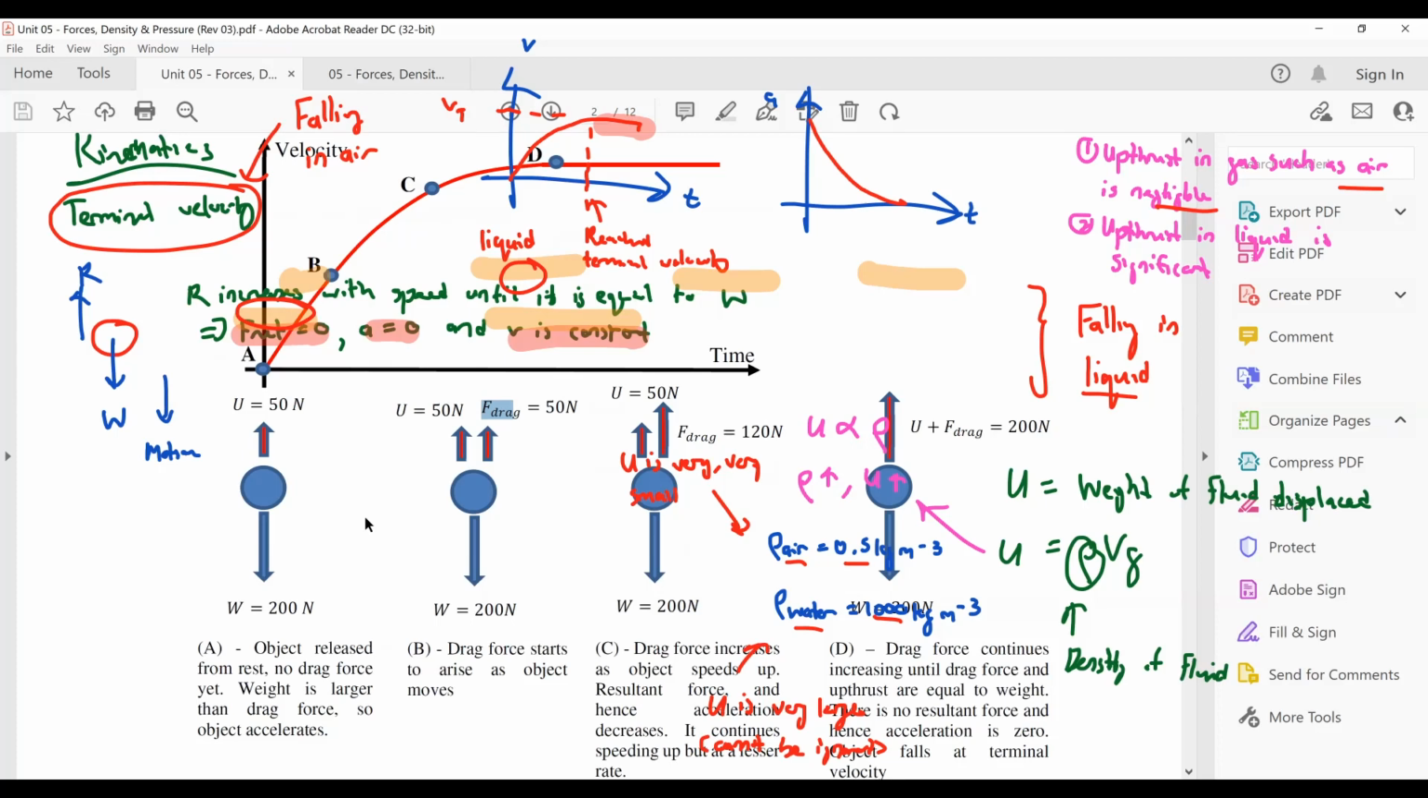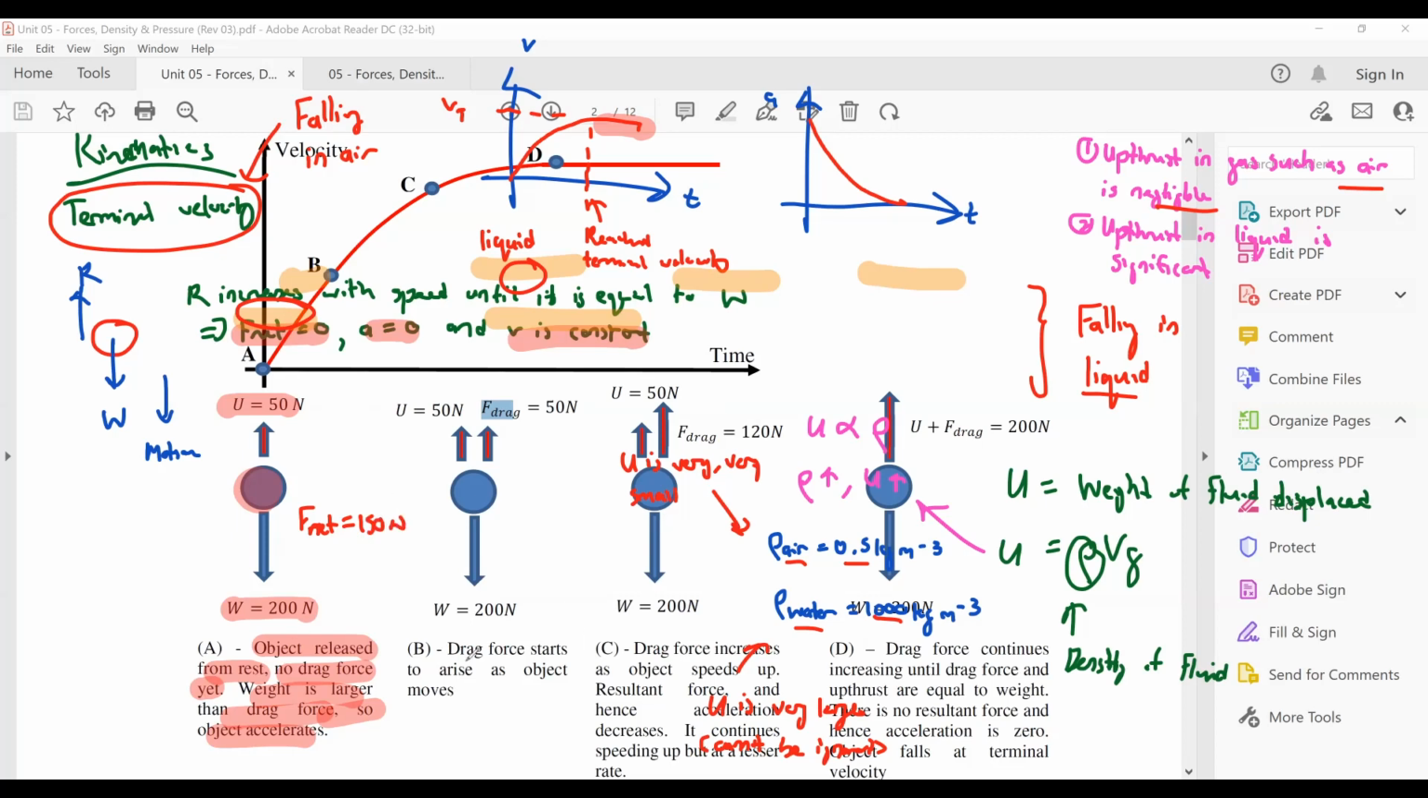I just read from the diagram that I have here. Initially, if you have an object, you release it from rest, it has weight 200 Newton, and then you have an upthrust of 50 Newton. As I mentioned, upthrust is significant. When you release it from rest, there's no drag force yet, okay? You haven't started to move, you have no drag force opposing your motion, okay? Weight is larger than your drag force, so your object will accelerate, okay? So right now, your F net is actually 200 minus 50 is 150 Newton, okay?